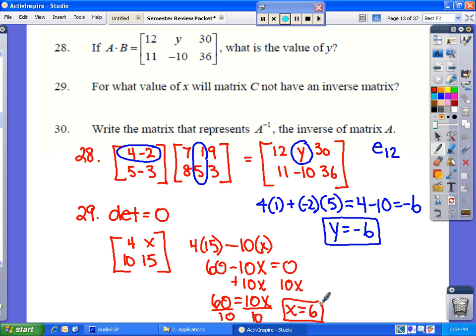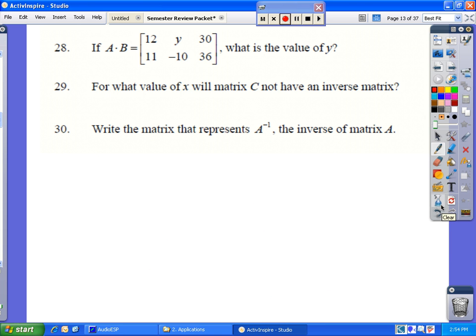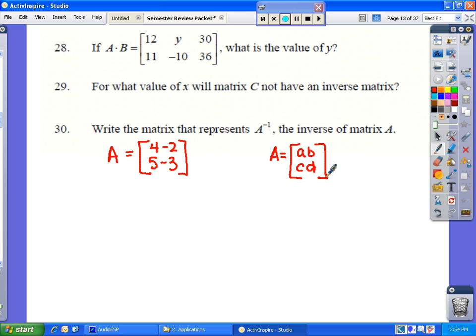For number 30, I'd like to clear the board here. And we're going to write the matrix that represents A inverse, the inverse of matrix A. To calculate A inverse, remember, if A is the matrix A, B, C, D, A inverse is defined as 1 over the determinant of A times the matrix D, negative B, negative C, A.